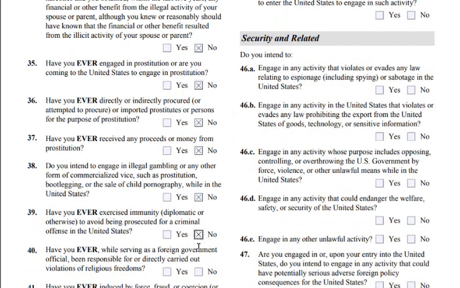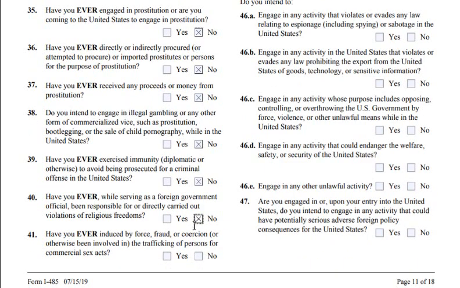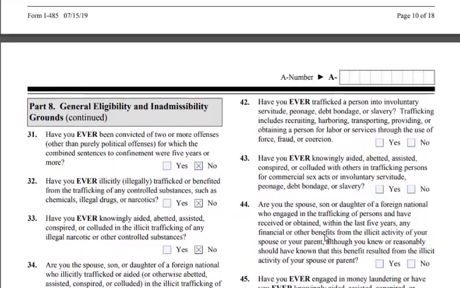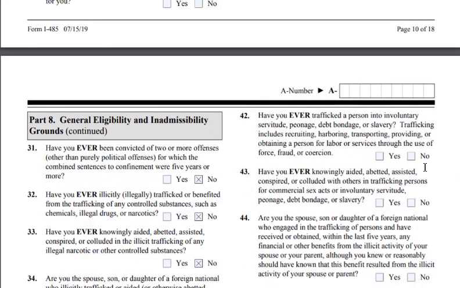Have you ever, while serving as a foreign government official, been responsible for or directly carried out violations of religious freedom? Yes or no. Have you ever, by force, fraud, or coercion, been involved in trafficking persons for commercial sex? Yes or no. Have you ever trafficked a person in military service, peonage, debt bondage, or slavery?